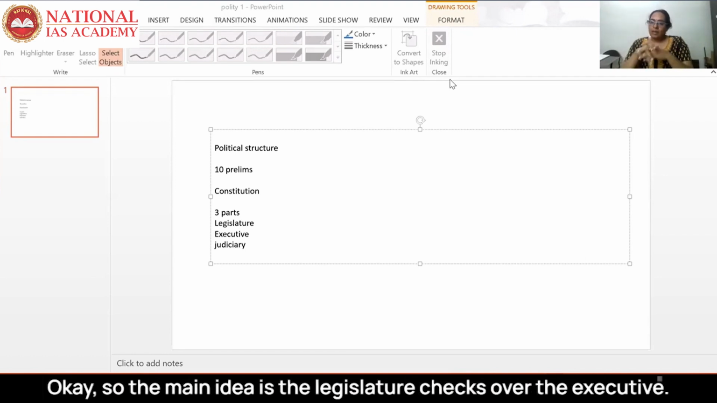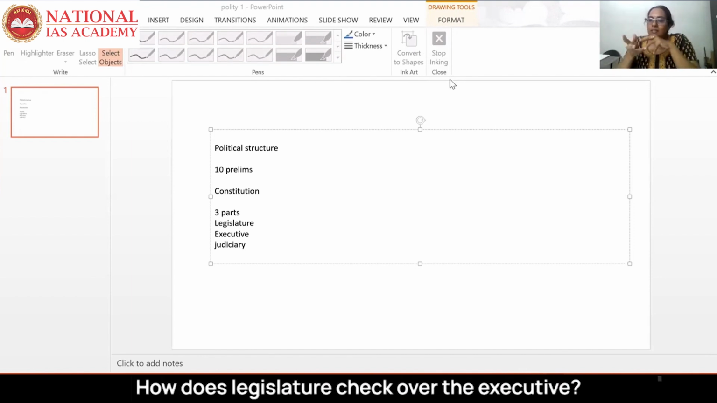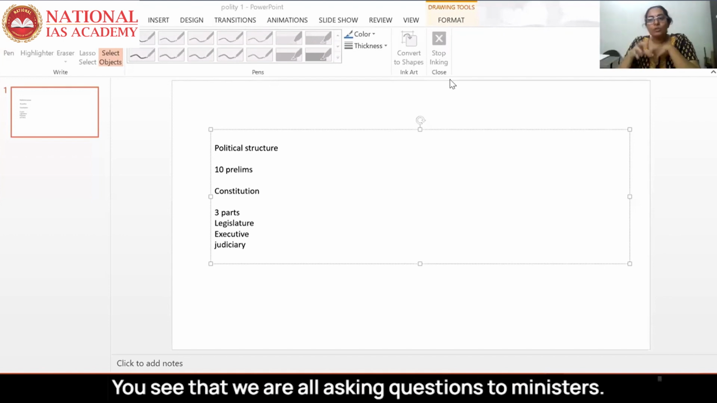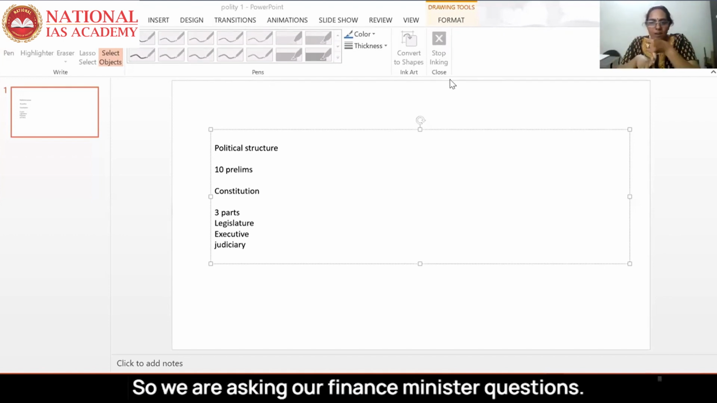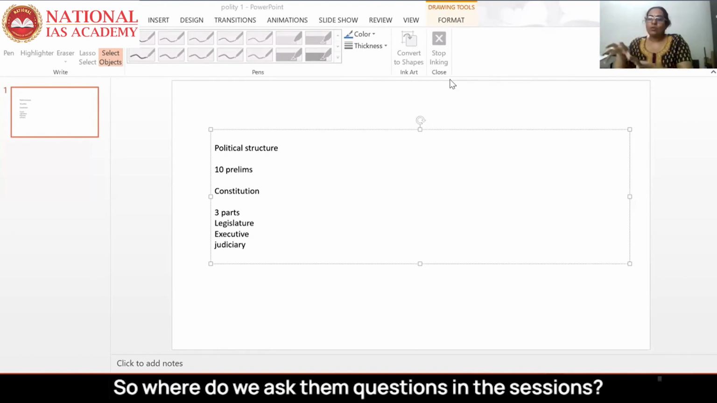Okay, so the main idea is that the legislature checks the executive. So the lawmaking body checks over the executive. How does the legislature check over the executive? You see that we are all asking questions to ministers. So we are asking our finance minister questions. We are asking our home minister questions. We are asking our prime minister questions. So where do we ask them questions?